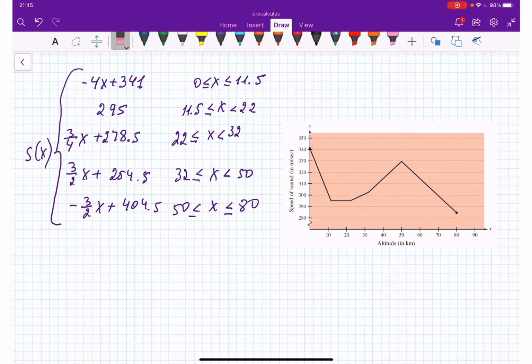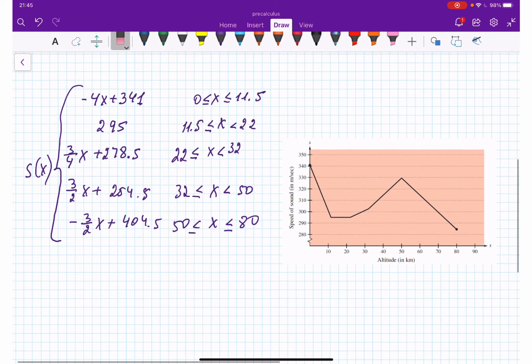Okay, let's find the speed of sound using definite integrals. At different altitudes in Earth's atmosphere, sound travels at different speeds. The speed of sound, S of x, is measured in meters per second, and this is the model of sound.